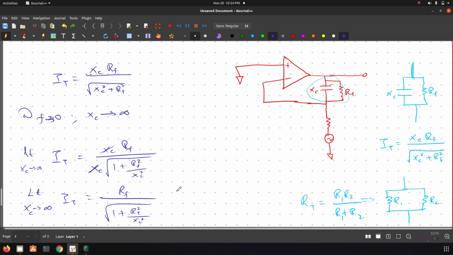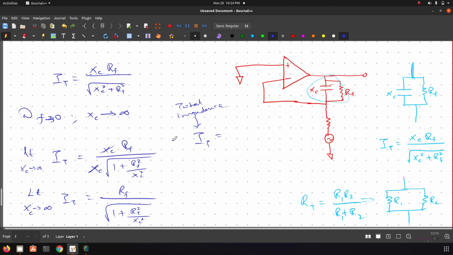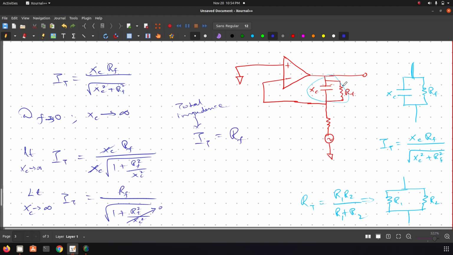Now let's substitute the limit, then we have IT, the total impedance. This part is not for exam, I am just explaining why the gain of the op amp at 3 dB level is AV by root 2. If we substitute XC equal to infinity here, this becomes 0, therefore we have RF divided by root of 1, which is nothing but RF. So this is the total impedance.